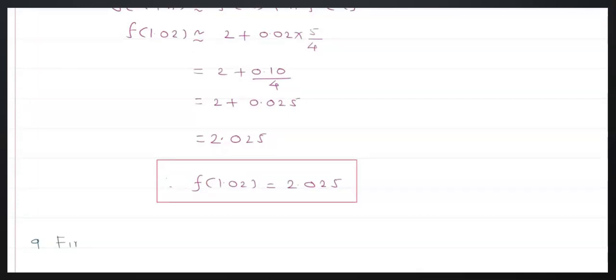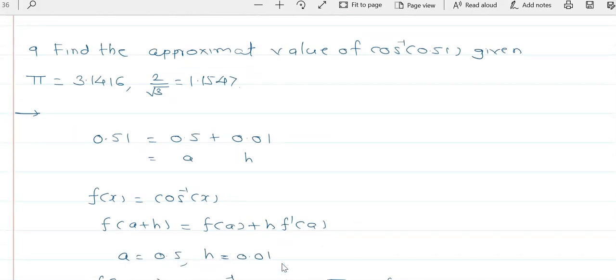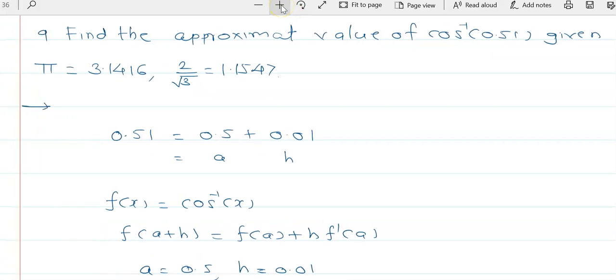Now we'll see the next problem. See this here, question number 9. Find the approximate value of cos inverse of 0.51 given that pi is equal to 3.1416 and 2 upon root 3 is equal to 1.1547.